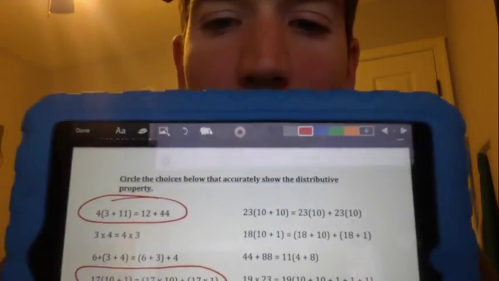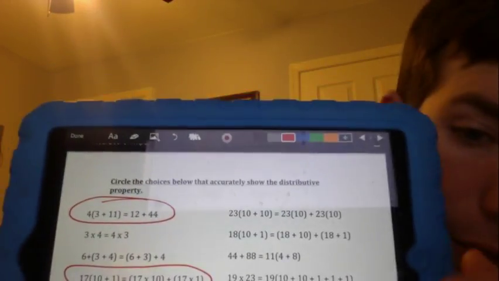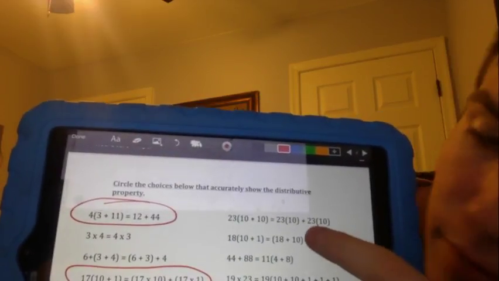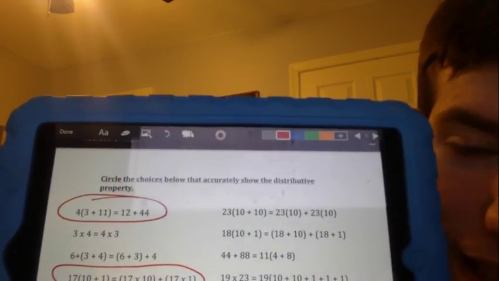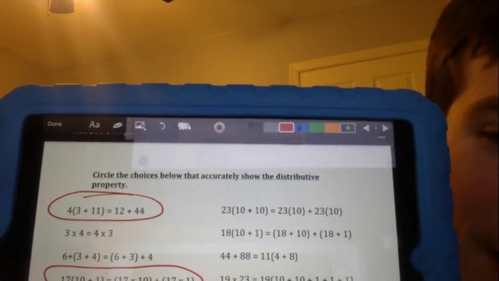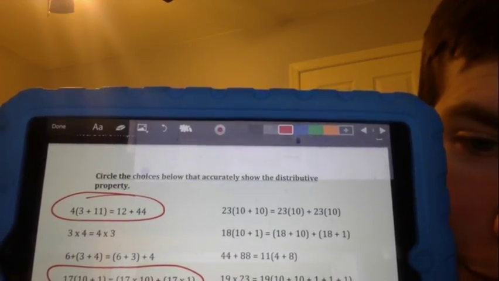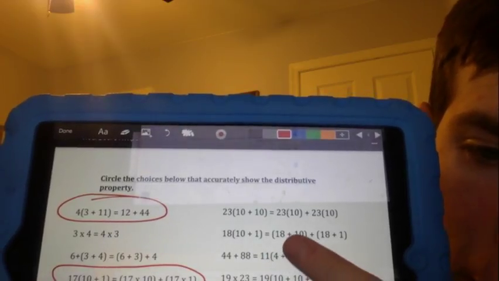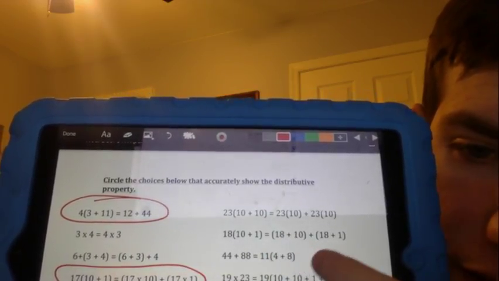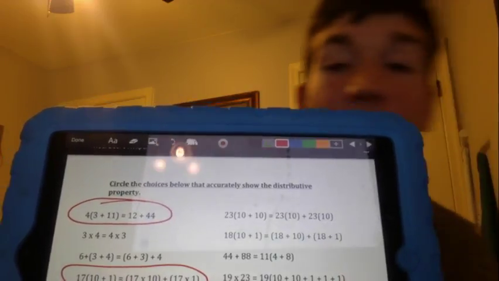I want to show you one more because it's one that throws a lot of people off. And it is the second one from the top on this side, this one right here. So on that one you see 18 times 10 plus 1, but notice the difference between this one and the last one. On this one, instead of seeing a multiplication sign here, you see addition signs. Little things like that show that it's not the distributive property. So really look out for your symbols and think about what you're doing when you're splitting up those numbers. So that's something I would suggest.